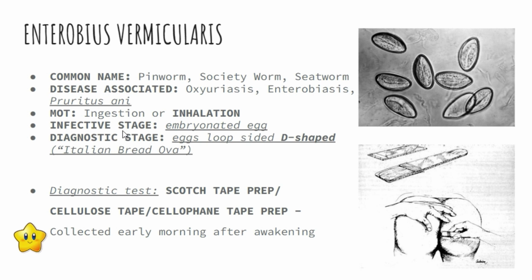Diagnostic stage of Enterobius vermicularis is the eggs. Ito nga po yun yung nasa screen. Loop-sided D-shaped. Parang letter D. Katulad po nito. Ito, mukha siyang ganyan. Tapos, may concave area dyan. Mukha siyang letter D. So again, for Enterobius vermicularis, eggs, loop-sided D-shaped. And then sometimes, Italian bread ova, yung kanyang characteristic kasi mukhang Italian bread. Dahil po dun sa characteristic shape niya nga na letter D, D shape.